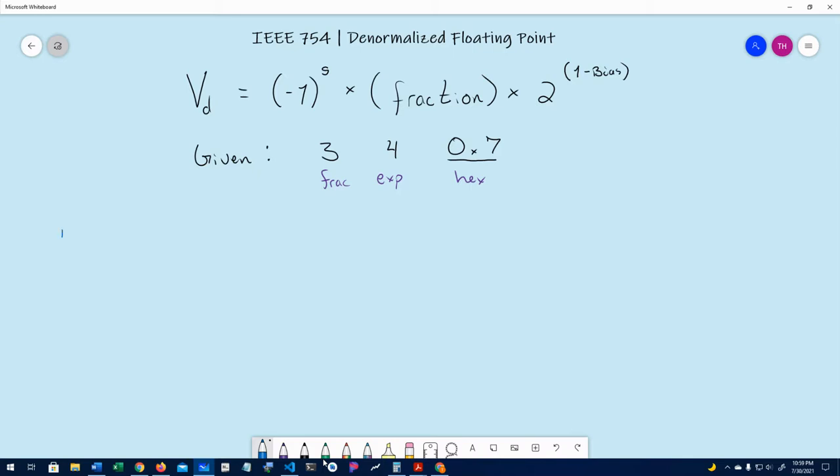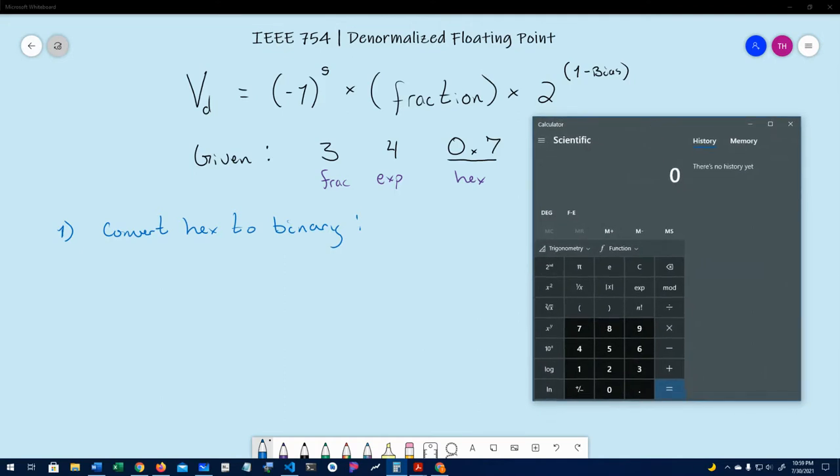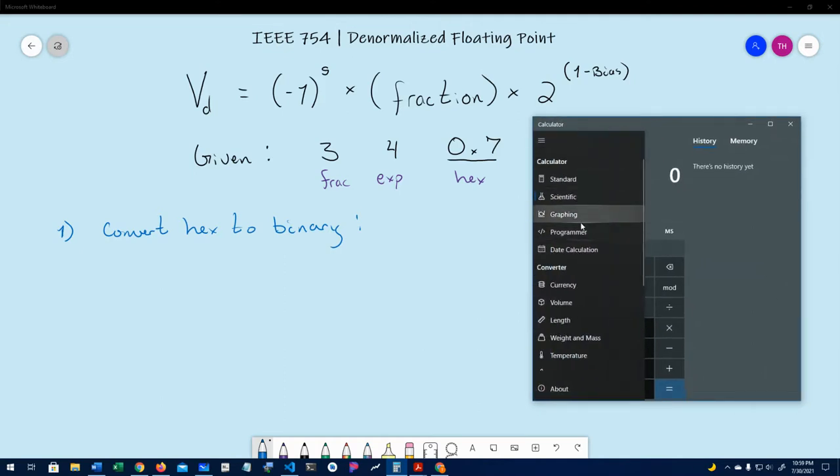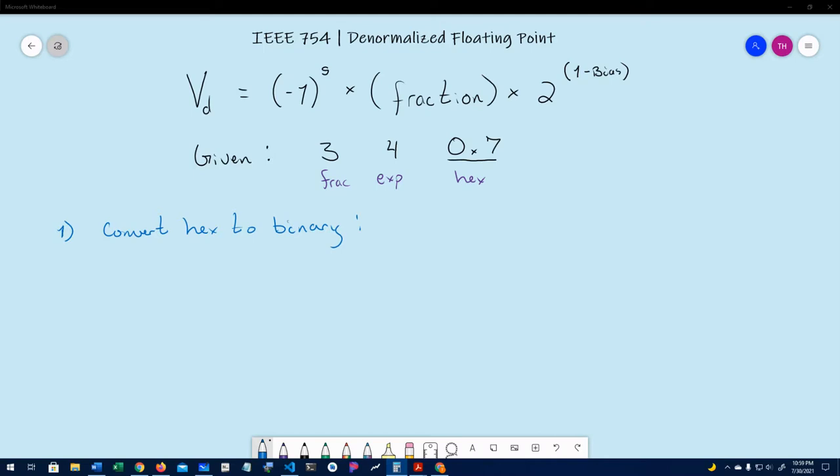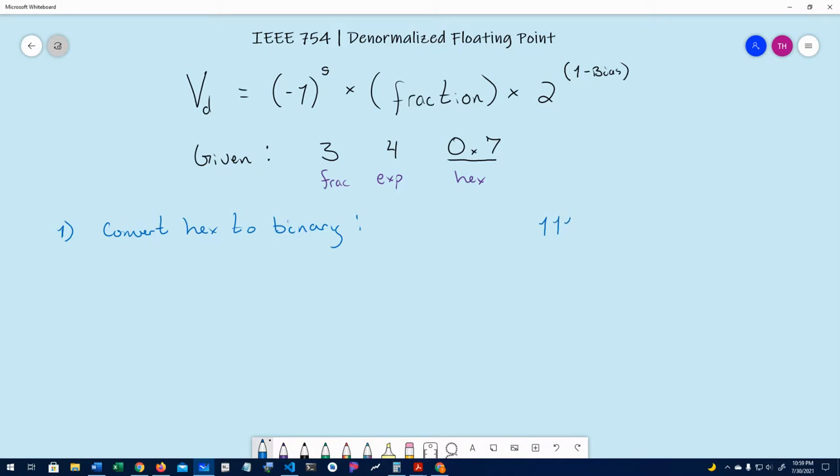So my first step, step 1, is going to be convert hex to bin. All right, so 0x7, well, that's just going to give us 4 bits. And if you're on a Windows, you can pull up the calculator, go down to programmer, click on hex, enter 7. That'll give you the binary 111. All right, so we're going to have a binary of 111.